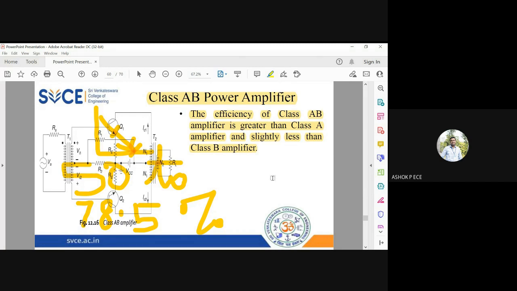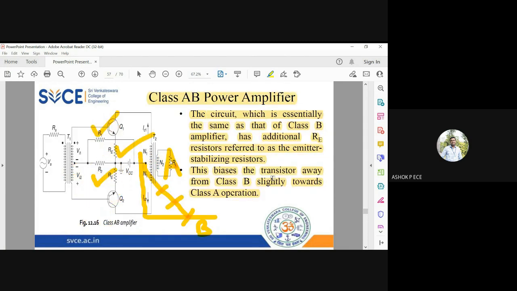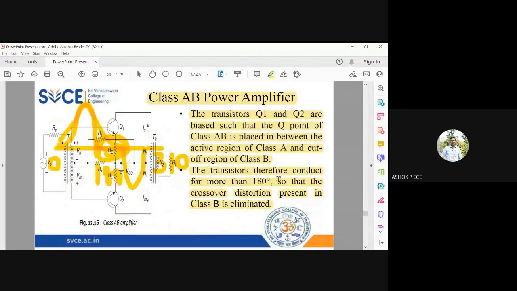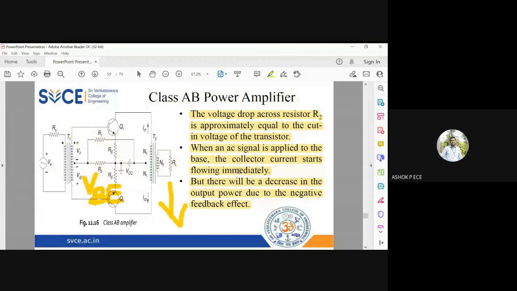So does anybody have queries in class AB power amplifier? Please ask any doubts if you have in class AB power amplifier. I am going to pause for a few seconds. Even if the doubt is very basic, get it clarified.